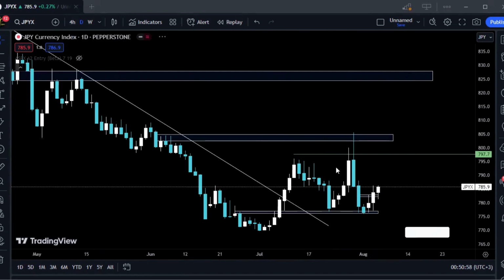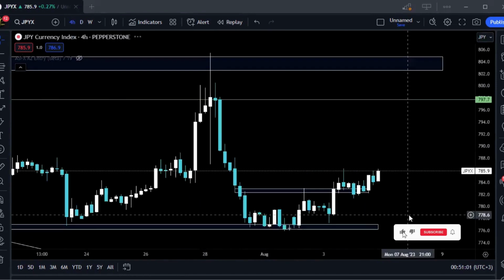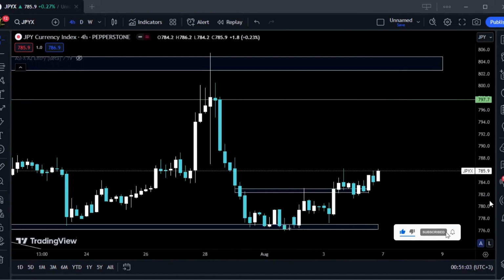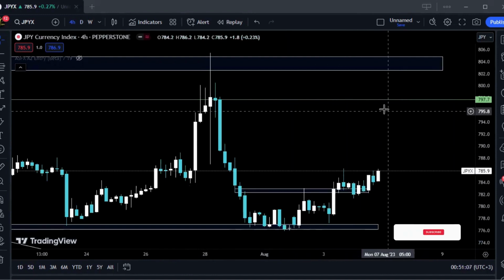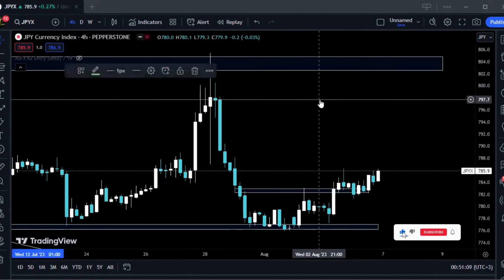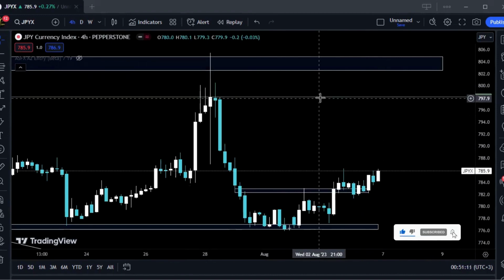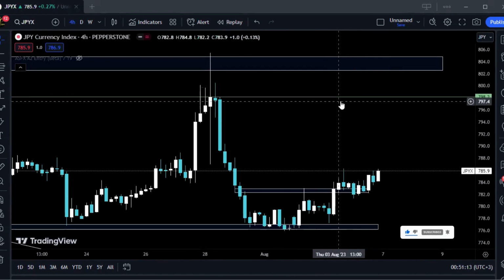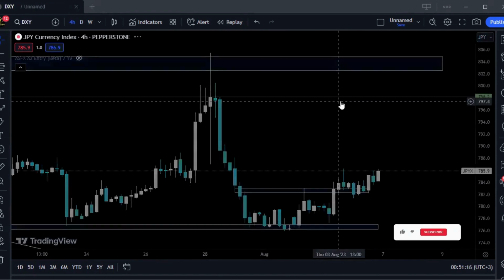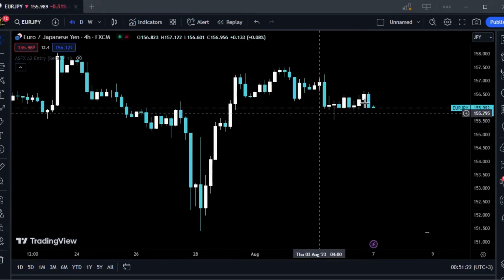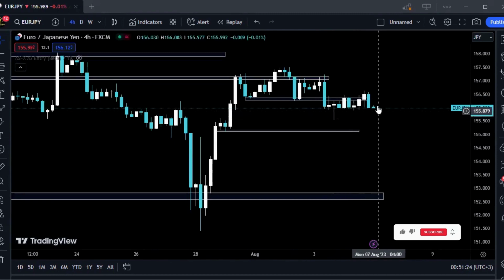If we look at it from the 4-hour perspective, we can actually see that prices did break above this structure, gave us a retest, and it's most likely going to keep on pushing higher until it reaches this structure up here. So that's what we're going to be anticipating happen on JPYX and the JPYX pairs such as EuroJPY, which is inversely correlated to JPYX.